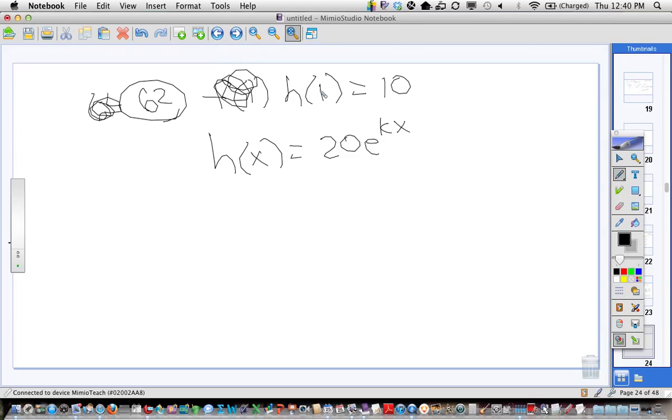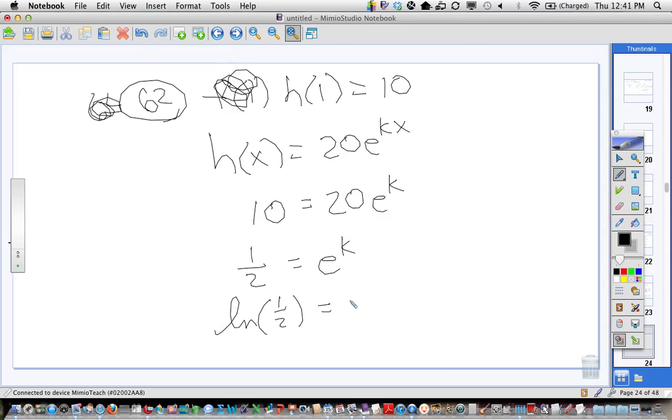So h of 1 equals 10 means what? We're going to plug 1 in for x, and then that's going to equal 10. So we'll have 20e. We put a 1 in for x, so that's 20e to the k. Okay, so isn't this just like the one we just did? We'll divide by 20, and what's that? 1/2? 0.5 equals e to the k, and then we'll do the ln on both sides. Or this is a pretty easy one, you just turn it into ln form, right? ln of e to the k. Now what can I do over here? Bring the k down front. ln e is just 1, so k equals ln 1/2.